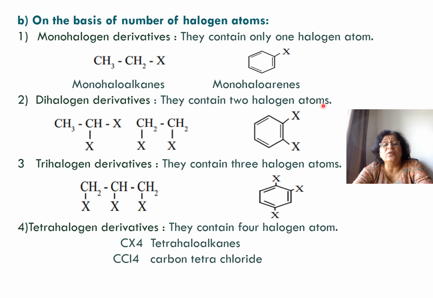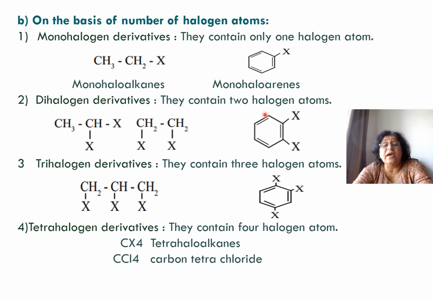Then the second one is dihalogen derivatives. They contain two halogen atoms. The examples you see here, the two halogen atoms are present. Here in alkane, in ethane, the two hydrogens are replaced by the two halogens. So here you see two compounds are formed. If both the halogens are attached to the same carbon, you call it a geminal dihalide. And if the two halogens are attached to adjacent carbons, you call it a vicinal dihalide. So dihalides are basically of two types, geminal dihalide and vicinal dihalide.